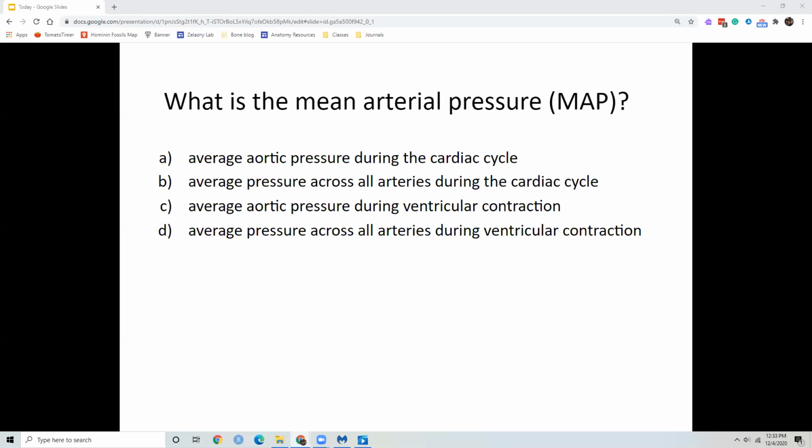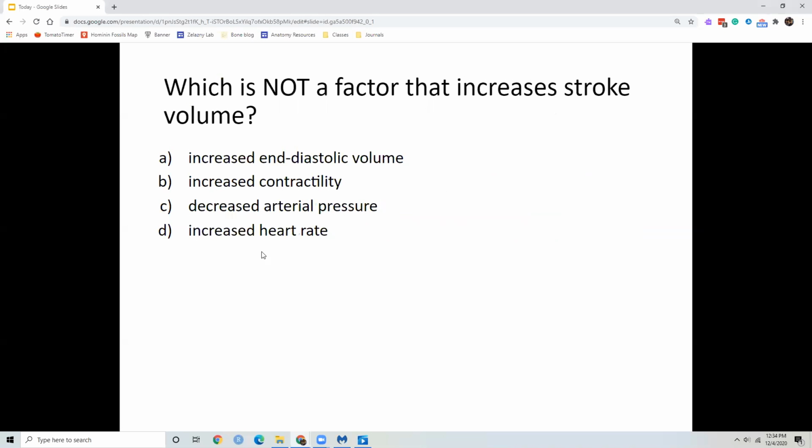Okay, I'm going to go ahead and end our polling on this one. Okay, so a little bit unsure about whether we're talking about all the arteries or just the aorta. We do measure mean arterial pressure at the aorta, so it would be the average aortic pressure during the cardiac cycle. We're interested in the pressure at the aorta specifically because that's what's sending the blood out to our systemic circuit.